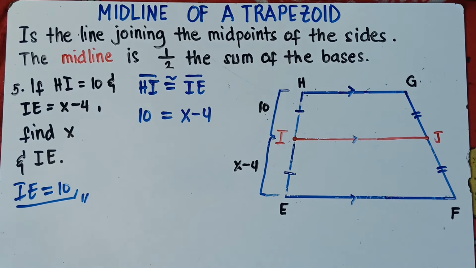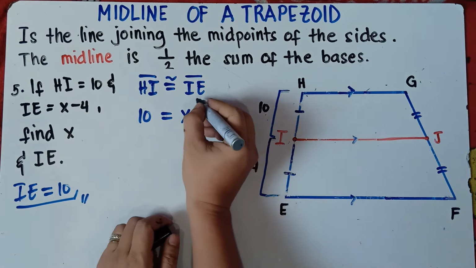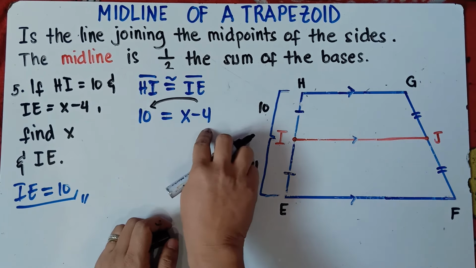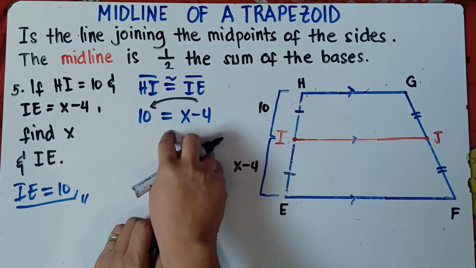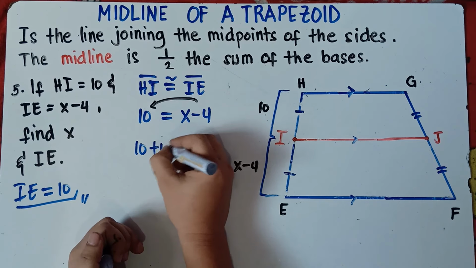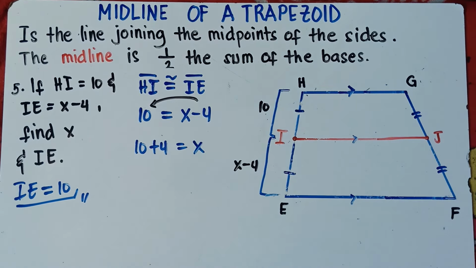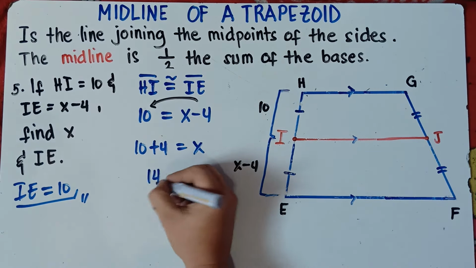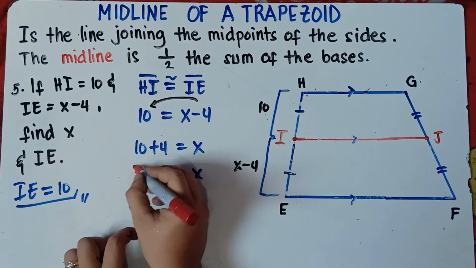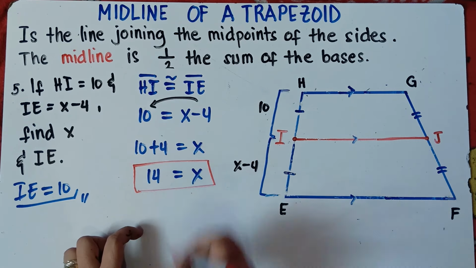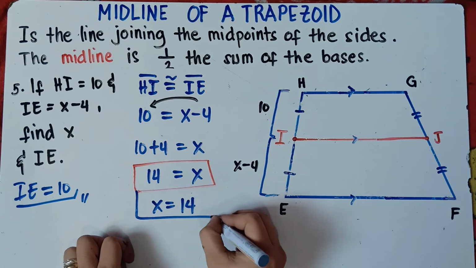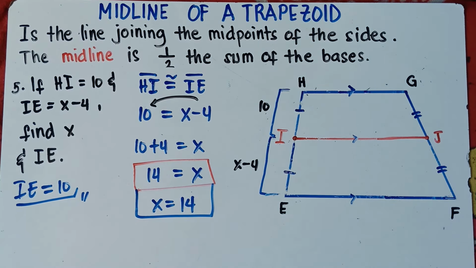To get the value of x, just simply transpose 4 from right to left, so that the remaining expression on the right will be only x. This is negative 4. Once you transfer it across the equal sign, you change the sign. So this will be 10 plus 4 equals x. And 10 plus 4 is 14, equals x. That's the value of x, class. The value of x is 14. 14 equals x is just the same as x equals 14.